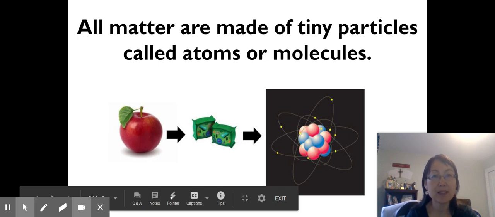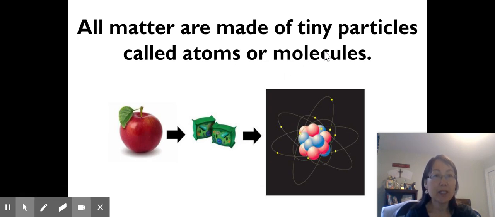We call them atoms. Molecules are basically a few atoms connected together, like a water molecule, which people call H2O. It contains two hydrogen atoms and one oxygen atom connected together. Okay, so all matter is made of tiny particles called atoms or molecules.